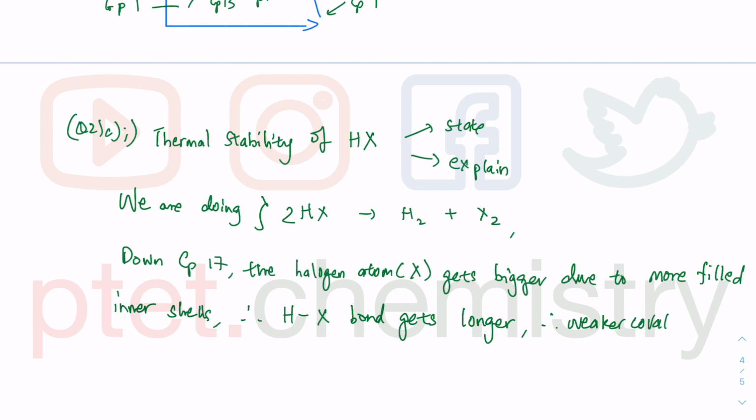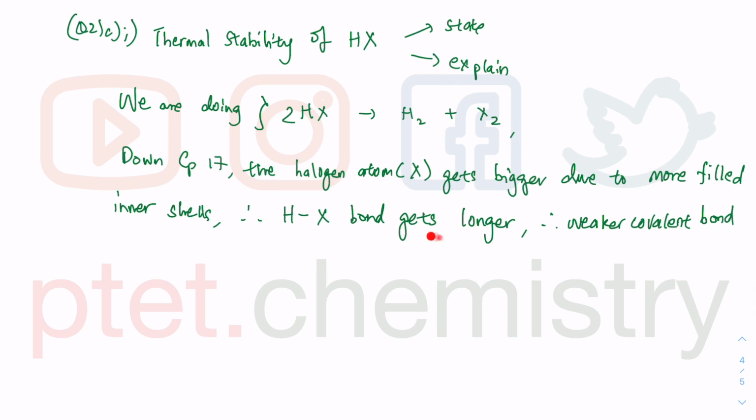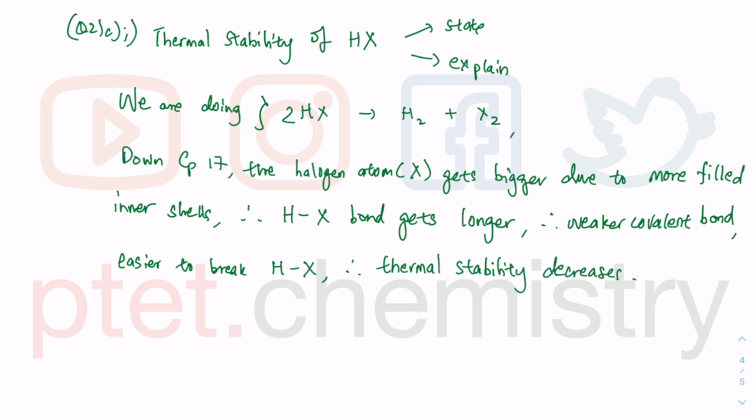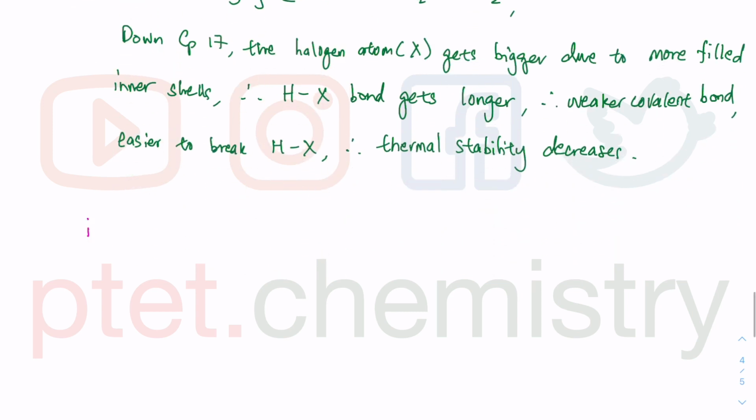So this is without even looking at your data booklet for the actual value, which of course you can, but longer covalent bonds down group 17 means weaker covalent bond, easier to break. So if it is easier to break the HX covalent bond, how stable it is to heat will decrease. So because it becomes easier to break, the thermal stability of the HX will decrease. I always like to think about explaining stuff out like that. I'm not sure about you, but it's always worked better for me and my students. It's just personal preference, really.